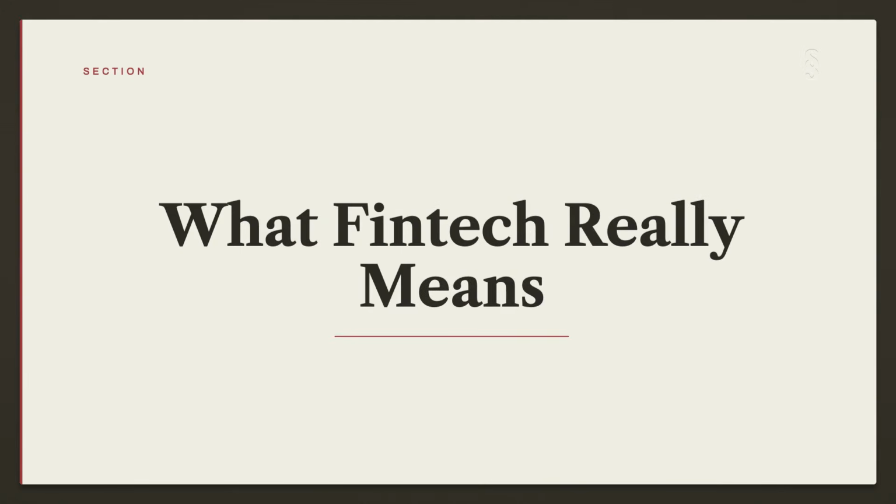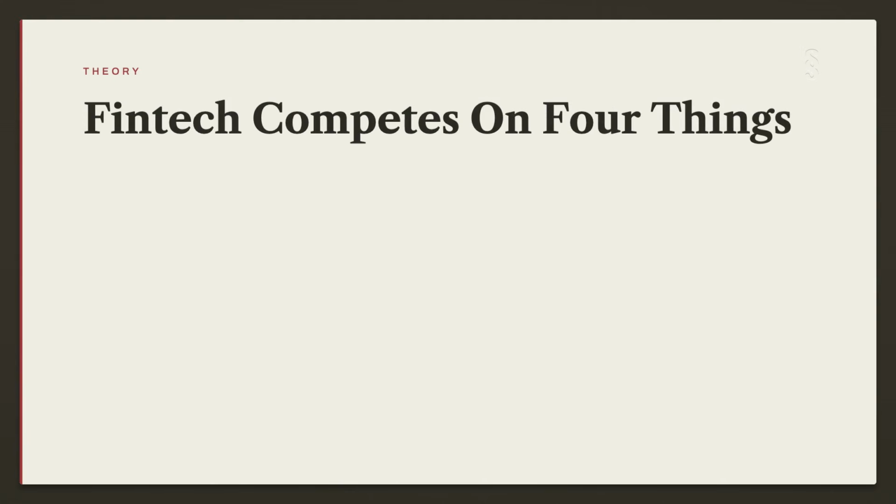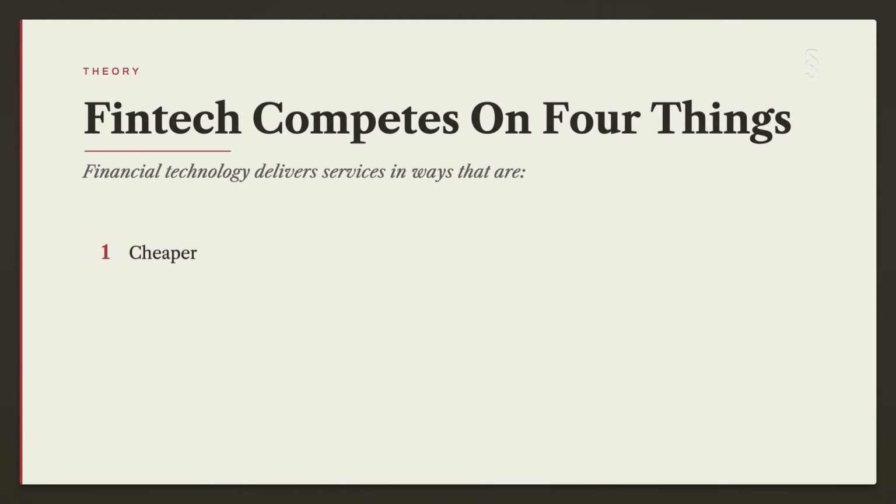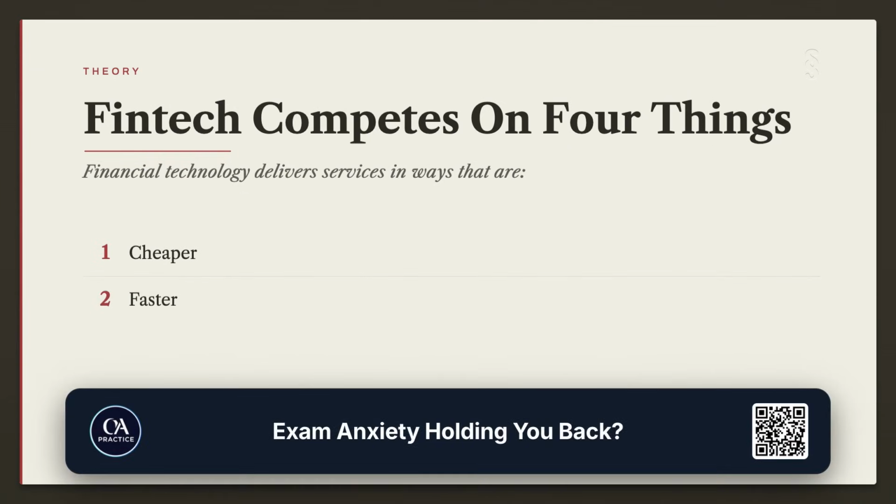2 companies can offer the exact same international money transfer, yet one takes 3 days and a branch visit while the other takes 90 seconds on a phone. The service is identical. Everything that differs is delivery, and that's exactly what the word fintech names. Fintech is short for financial technology, and it means using new technology to deliver financial services more cheaply, faster, more conveniently, or more accessibly than incumbents do.